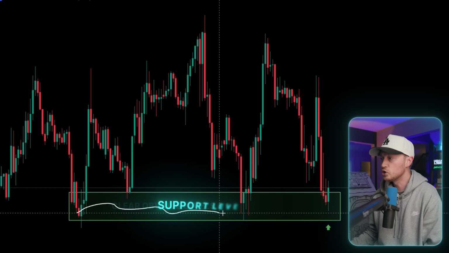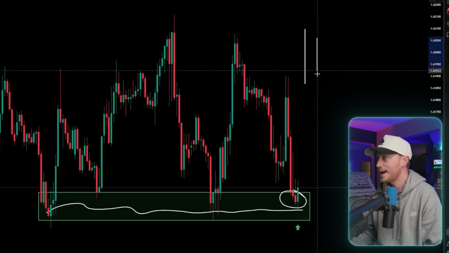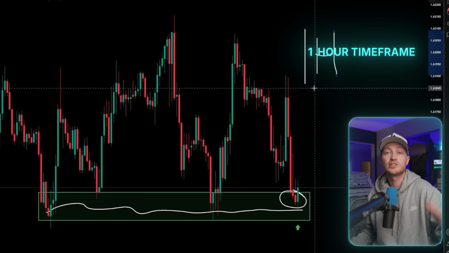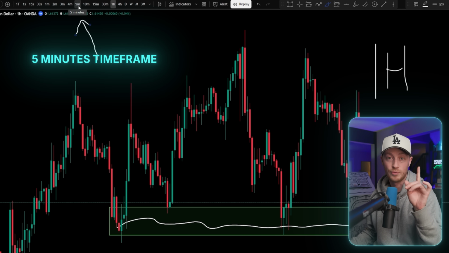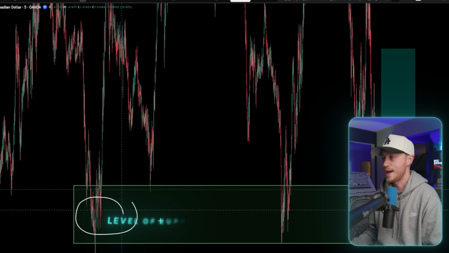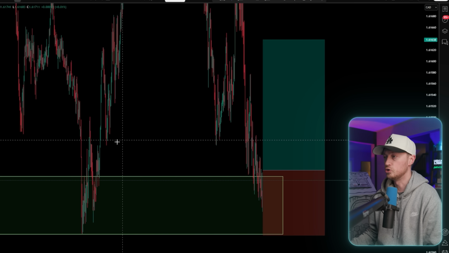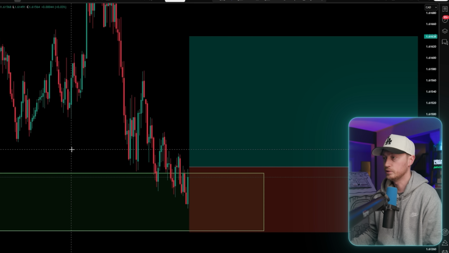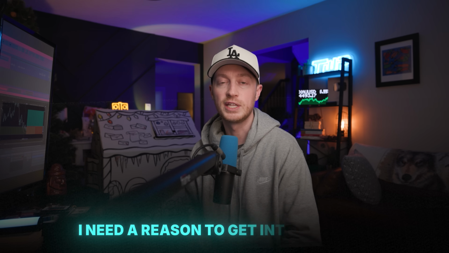So now I have this support level right here. Price is at that level. This is on the 1 hour time frame. In order to enter the trade, I come down to the 5-minute time frame. So you can see on the 5-minute, I have that level of support. Price entered that level of support. Let's zoom all the way in right here, and this is what I'm looking at. Price is now at my level. I need a reason to get into a trade.